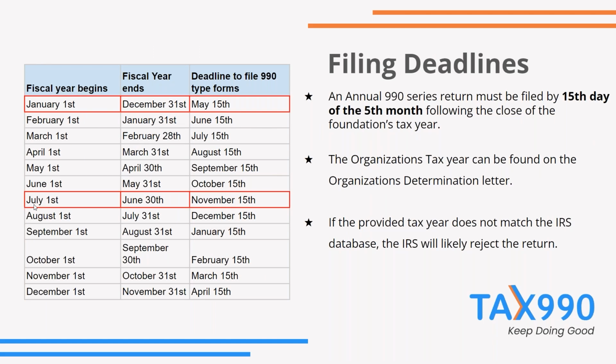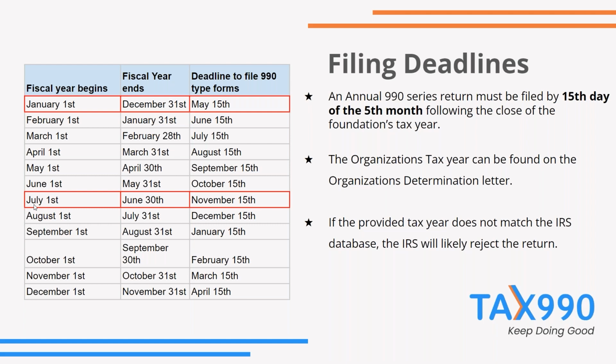The deadlines are based on the organization's tax year. An annual 990 series return must be filed by the 15th day of the 5th month following the end of the organization's tax year. If the 15th of the month falls on a weekend or federal holiday, the deadline is moved to the next business day.